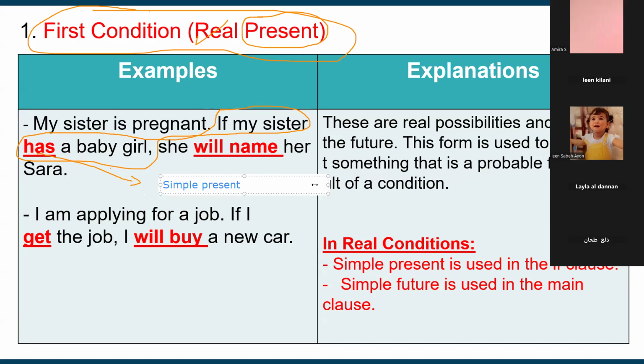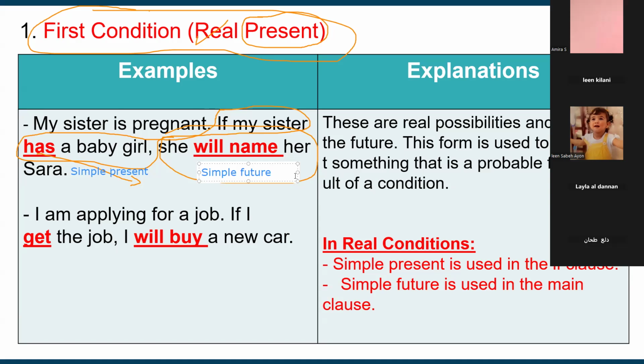Yes. Where is the result clause, Yaleen? She will name her Sarah. Which tense did I use? The future. Bravo. Simple future. What do you conclude? Thus, in the first condition, in the if clause we should use the simple present, and in the result clause we should use the simple future. That's it. This is the first condition.